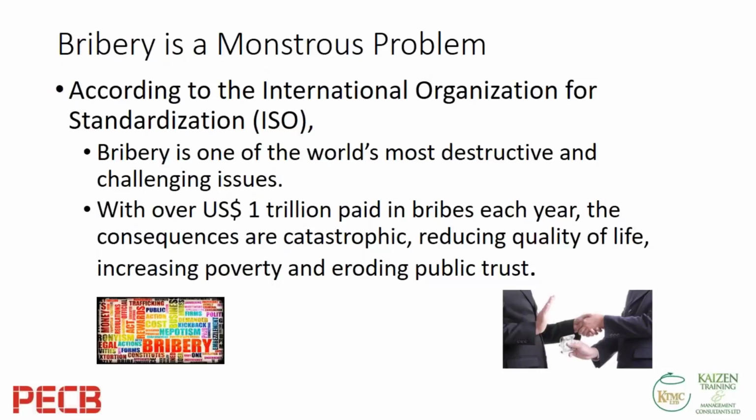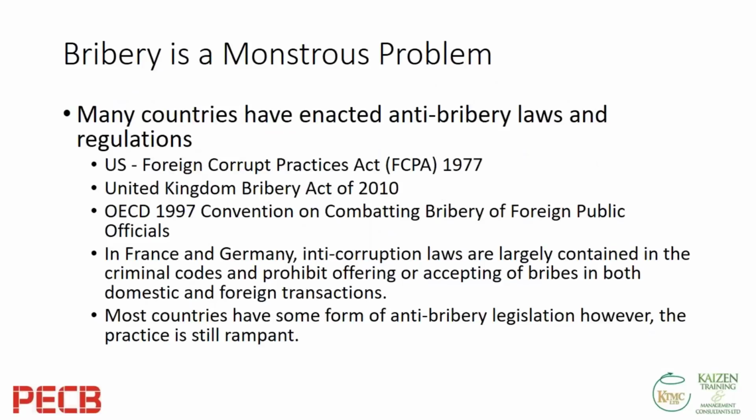The OECD countries in 1997 developed a convention on combating bribery of foreign and public officials. In France and Germany, anti-corruption laws are largely contained in the criminal codes and prohibit offering or accepting of bribes in both domestic and foreign transactions. Most countries have some form of anti-bribery legislation. However, the practice is still rampant.